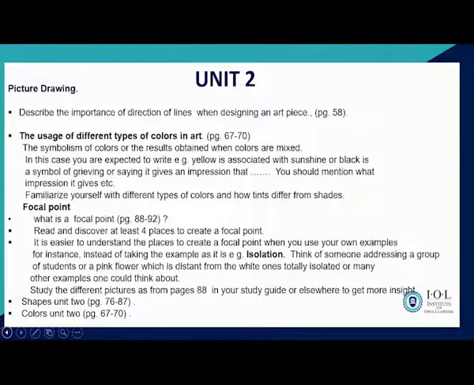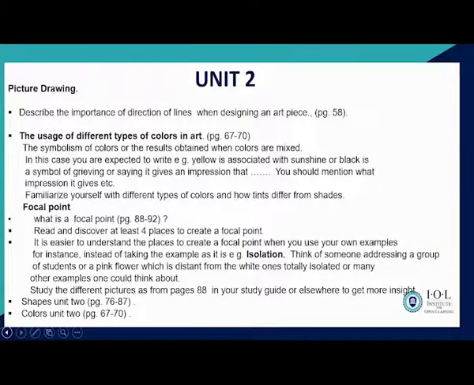In this case, you are expected to write, let's say for instance, yellow is associated with sunshine, or black is a symbol of grieving, or it gives an impression that something is not good, or people are in a gloomy mood. The statement is not done, but then you have to complete it. This is just an example. You should mention what impression it gives, and so on.